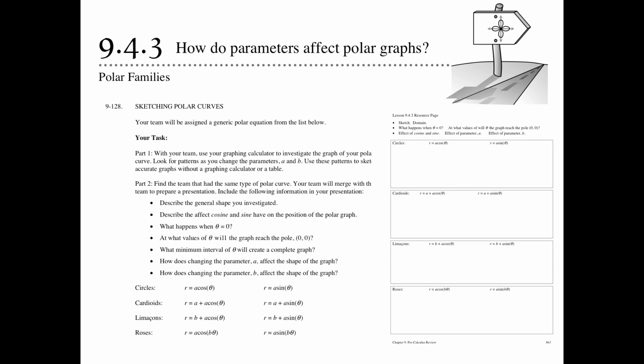Now, on the first day, assign each team a different polar function to investigate. The options are listed in problem 9-128. Notice that these parent functions are written in generic form, revealing parameters A and B. Students will work with their teams to prepare a detailed presentation for the class regarding the effect that each parameter has on the shape of the graph. This list of bulleted questions will help guide their investigation.